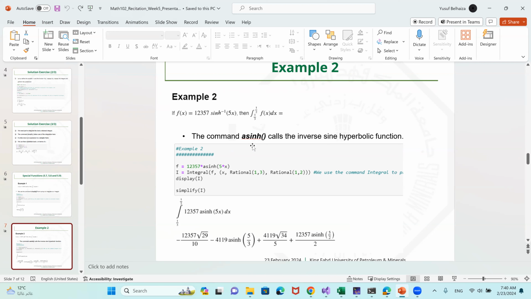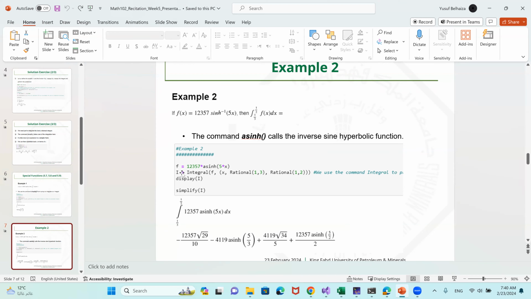And the command to be used here is asinh. asinh is used in order to define this sine hyperbolic inverse. So it's like arc sine hyperbolic. It calls the inverse sine hyperbolic function. So we define f as 12,357 asinh of 5x.